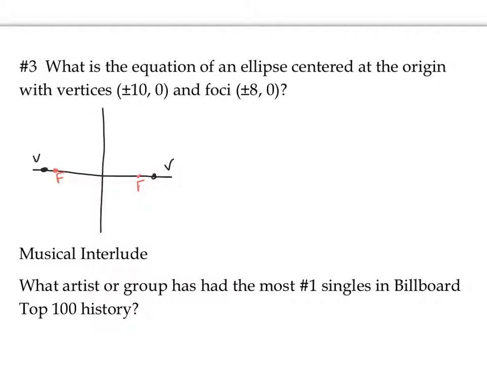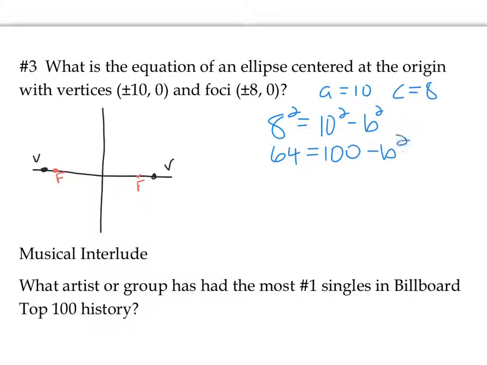So let's write that out. My a value is 10, my c value is 8. We're trying to write the equation for this ellipse, which means we're going to need the b value. So we're going to have c squared equals a squared minus b squared. So we have 64 equals 100 minus b squared. So it's negative 36 equals negative b squared. We divide both by negative 1, and we get b squared equals 36, which means b equals 6.